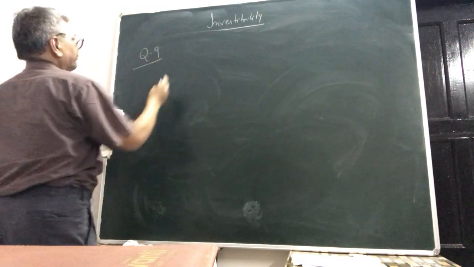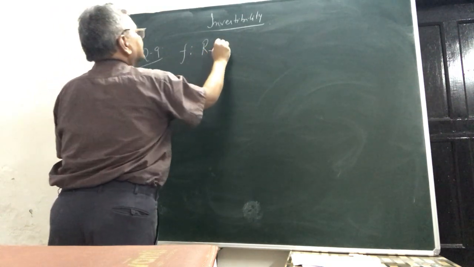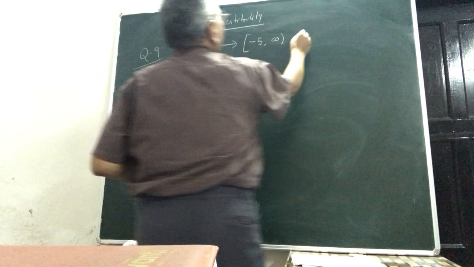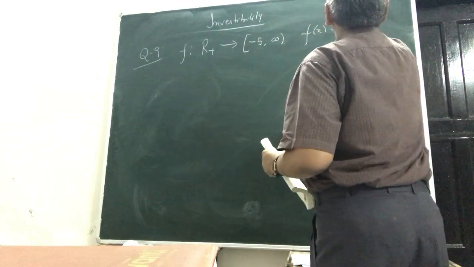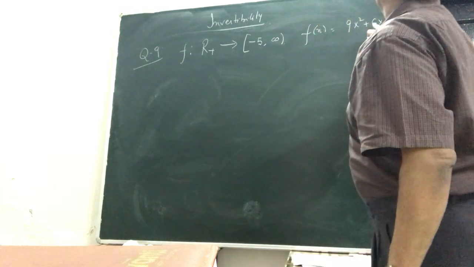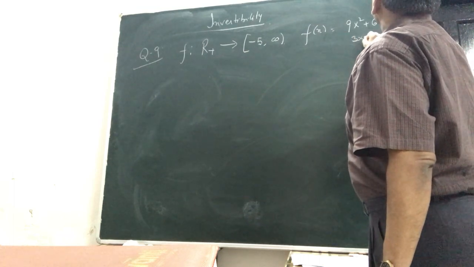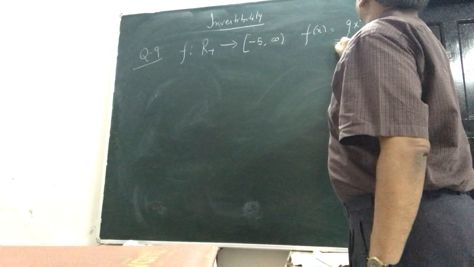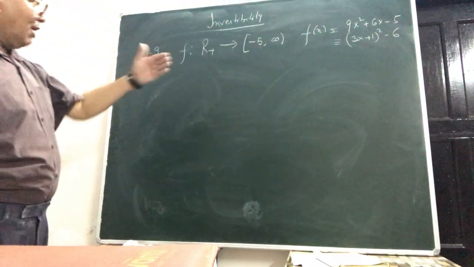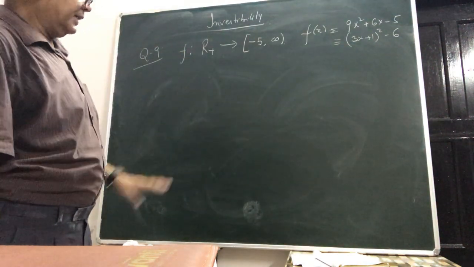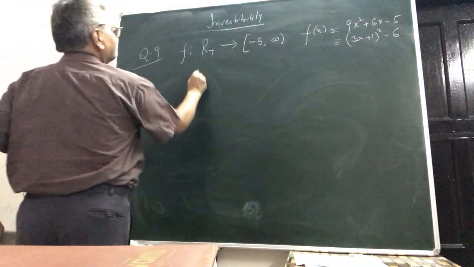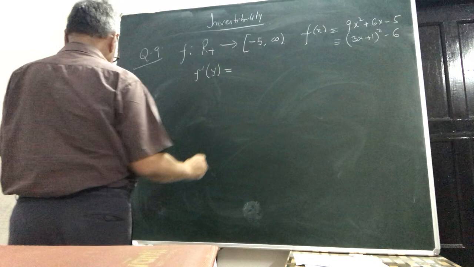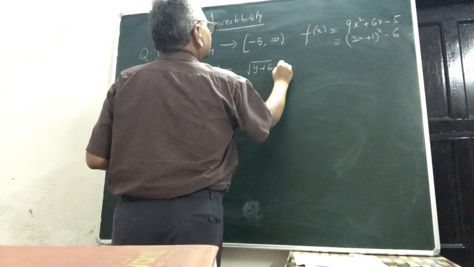It says that if f is a function from R plus, the positive reals, to [-5, infinity), closed on this side and open at infinity, and is given by f(x) = 9x² + 6x - 5. So that is (3x)² + 2·3x·1 - 5, and I would prefer to write it as (3x + 1)² - 6. This can equivalently be written like this. Now we have to show that this is an invertible function, with the inverse function also given. The inverse function is from [-5, infinity) to R plus, and f inverse(y) is nothing but (√(y + 6) - 1)/3.